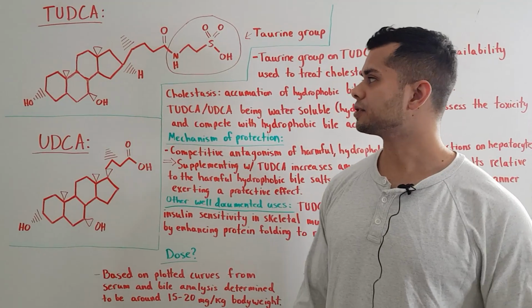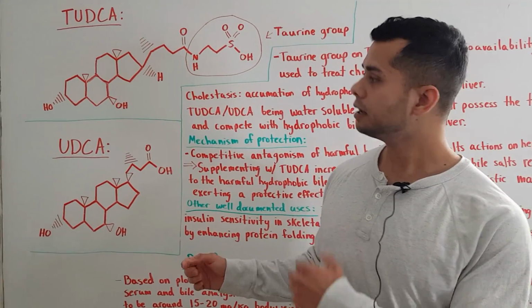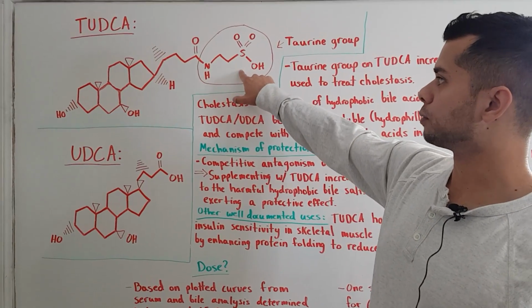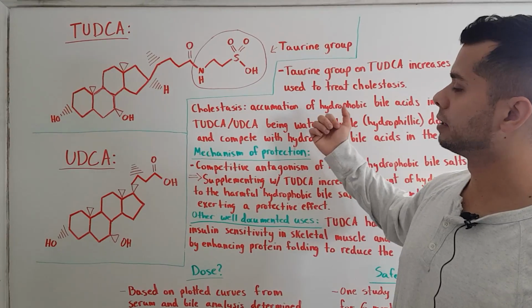So here we have the structures of both TUDCA and UDCA. So here TUDCA, you can see we have the taurine group, which will enhance its availability, bioavailability.